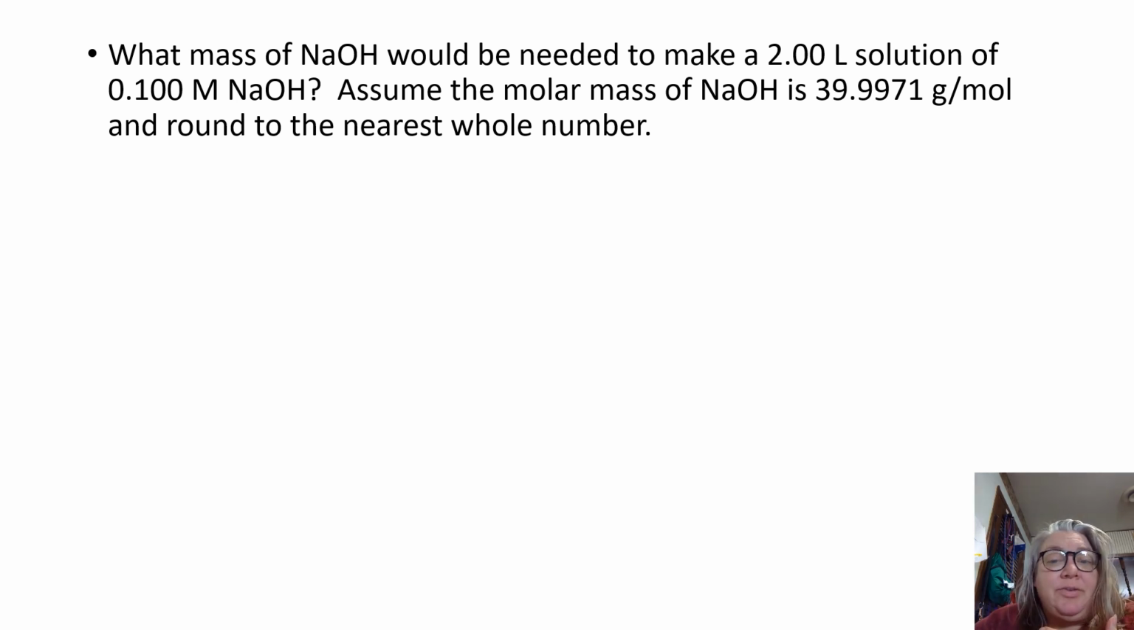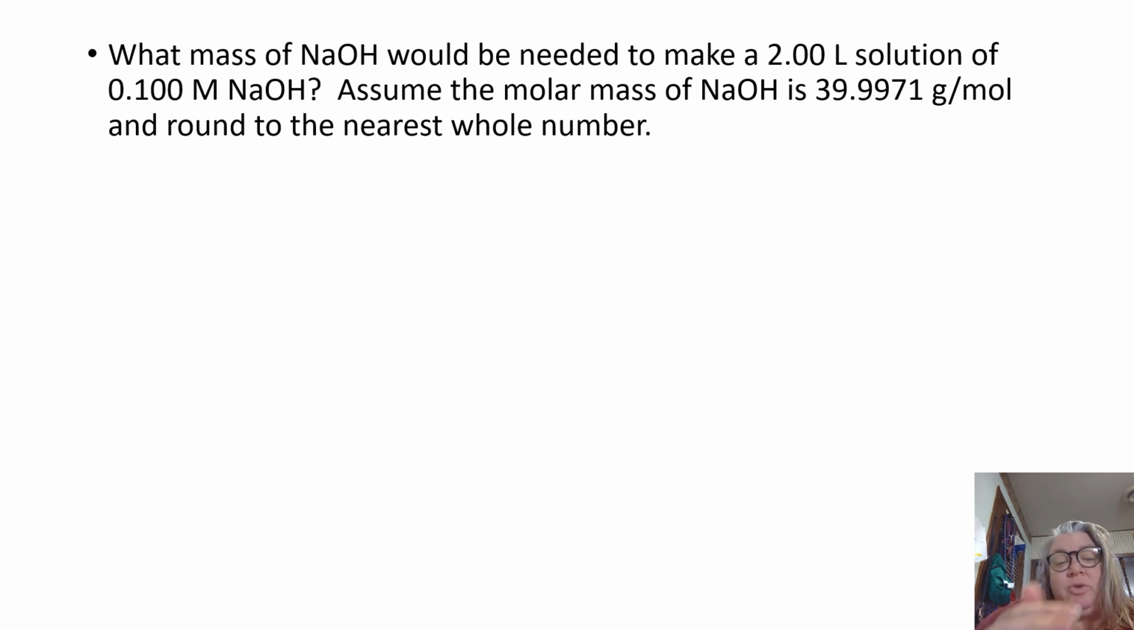Okay, so here's another example that's a little bit more in depth. This one says, what mass of sodium hydroxide would be needed to make a 2-liter solution of 0.1 molar sodium hydroxide? Assume that the molar mass is 39.9971 grams per mole and round to the nearest whole number. On this one, there's two parts to it. One is looking at the idea of the solution, which is looking at the idea of molarity, and then one is changing that moles to grams.